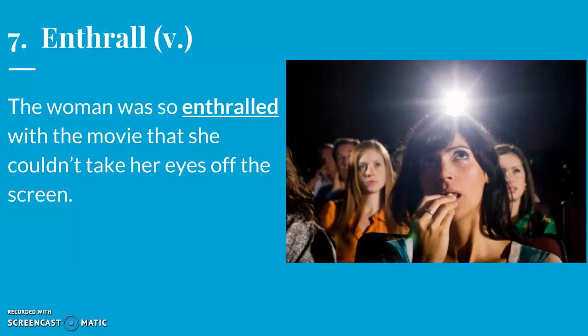So for this example sentence and picture, it states: the woman was so enthralled with the movie that she couldn't take her eyes off the screen.